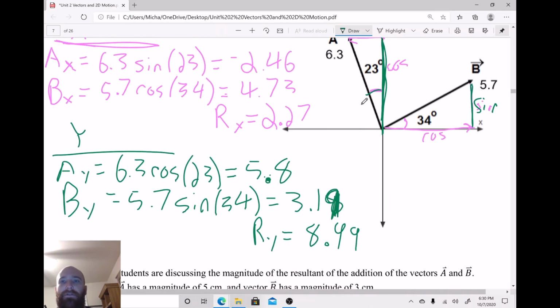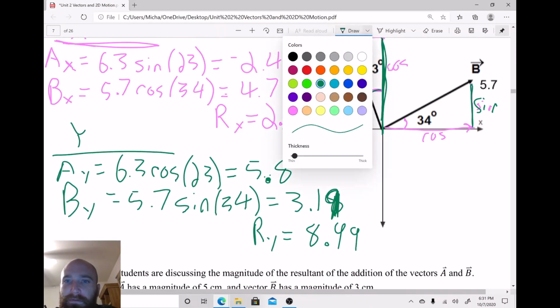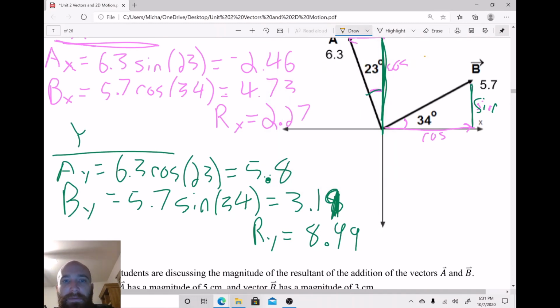So let's draw out our resultant here. Let's go with this color, orange. So the x component is 2.27, which isn't huge. I'm going to draw it in the positive x direction, but just a little bit. So let's go like that far. And then in the y direction, we've got 8.99, which is going to be longer than that.